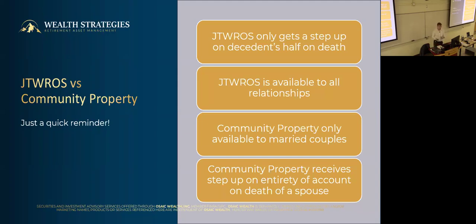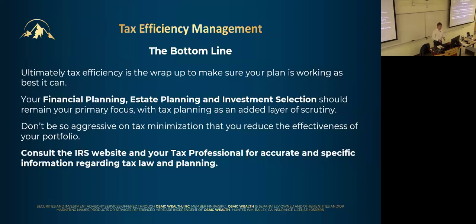We just like to remind people about that because it's super, super easy to re-register and a really great thing to get. Now, the bottom line, ultimately tax efficiency is the wrap up after everything else to make sure that your plan is working as best it can. Sure, it leads into estate planning and it works with investment planning as well, but really at the end of the day, those things are the most important. To make sure your financial planning is on track, your estate planning is on track, and your investment selection is appropriate. So those should stay your primary focus, with tax planning as an added layer of scrutiny.